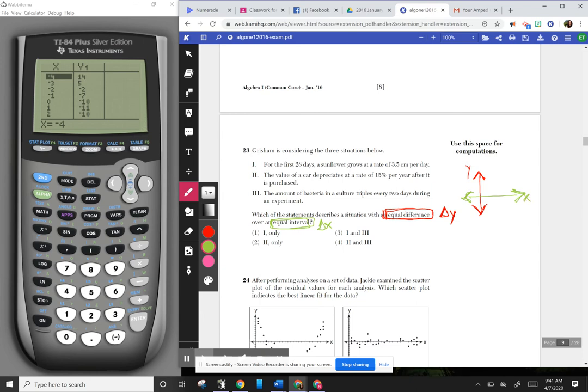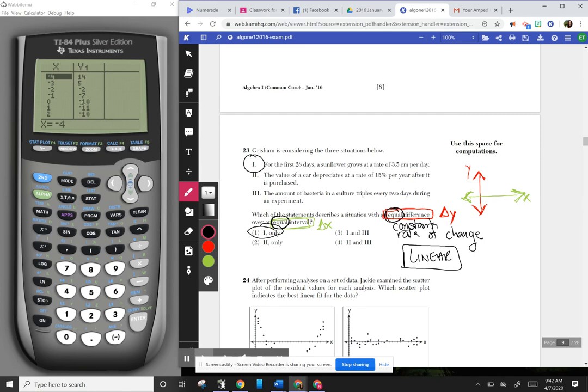And if you recall, comparing the change in y to the change in x is really just another way of saying rate of change. And because they use the word equal, they're looking for a constant rate of change. So this is really just a fancy, complicated way of saying they're looking for a linear function. And the only linear function here is 1, so our answer choice is 1.